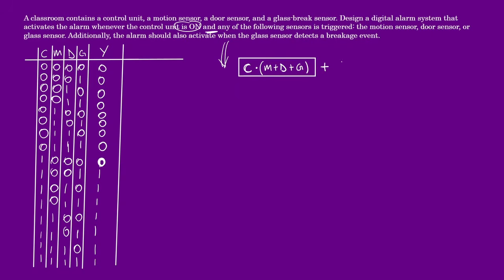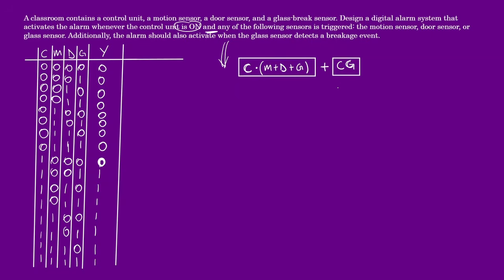or the control unit and our glass sensor, which is what we went by when defining our problem. If you were to solve this saying that the glass sensor can detect without the control unit being on, so this will be this, and this should just simply be OG. It should just be OG since G has to be high for that.